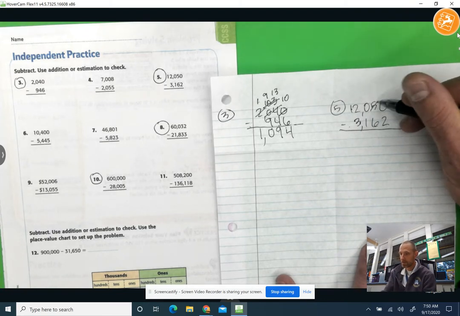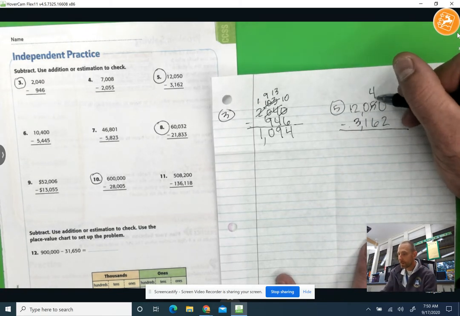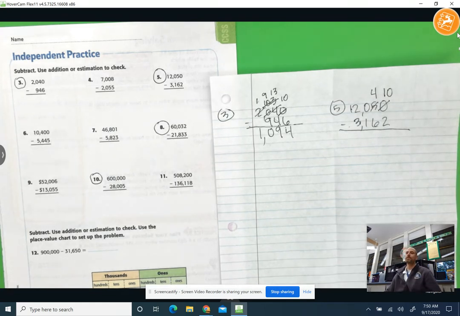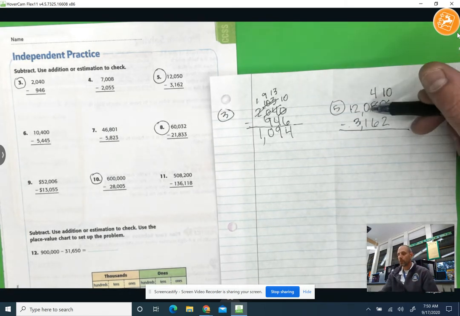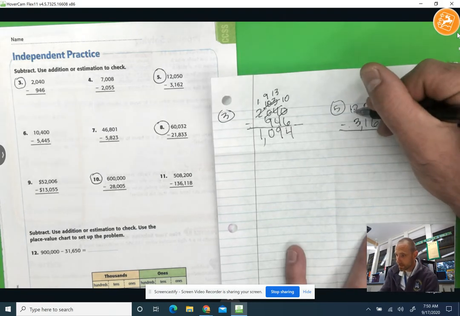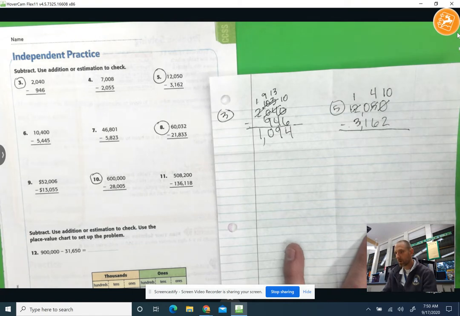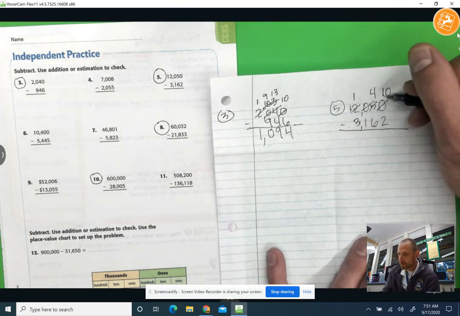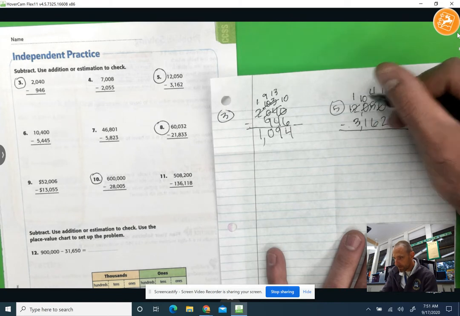Let's go to the tens. That 5 becomes a 4. The 0 becomes a 10. Then we have a 0 in the hundreds place. We've got to borrow from the thousands place. That 2 becomes a 1. And the 0 in the hundreds place becomes a 10.